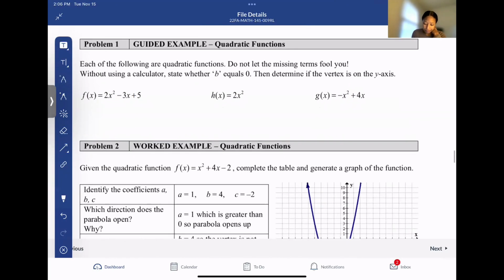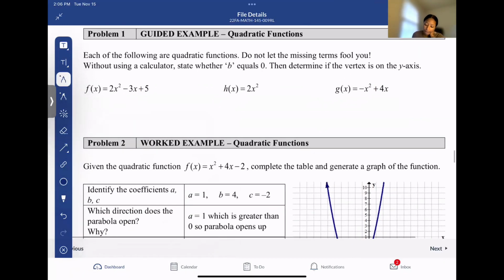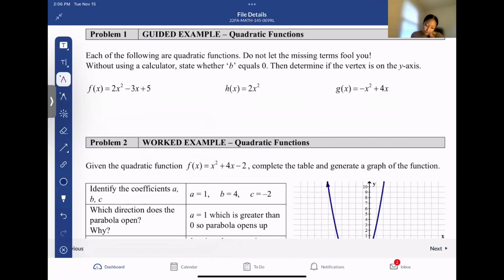Problem number 1. We are asked to take the quadratic functions that are given and do not let the missing terms fool you. Without using a calculator, state whether or not b equals 0, then determine if the vertex is on the y-axis. Remember, if b equals 0, the vertex is on the y-axis. If b equals anything else, the vertex is not on the y-axis.